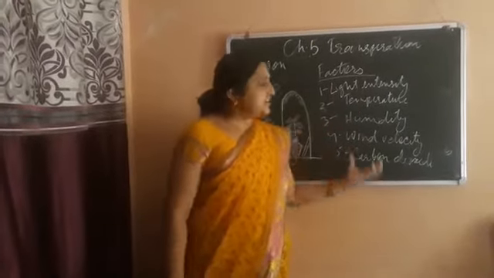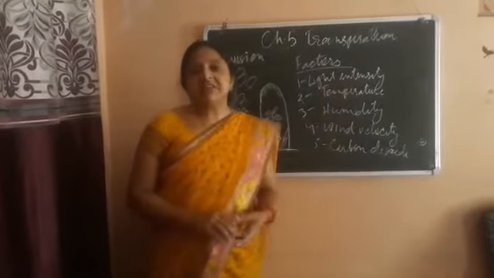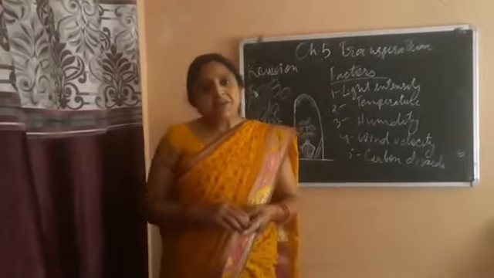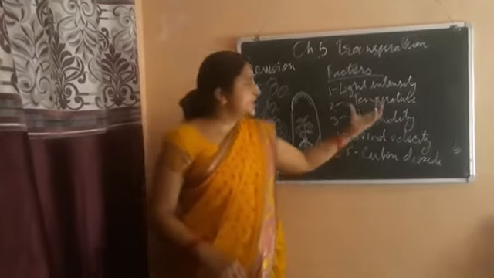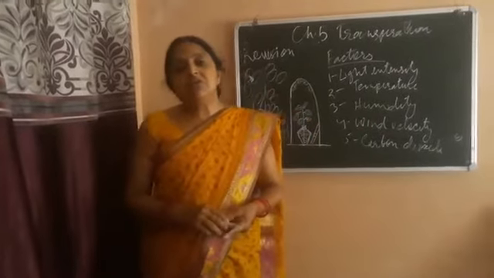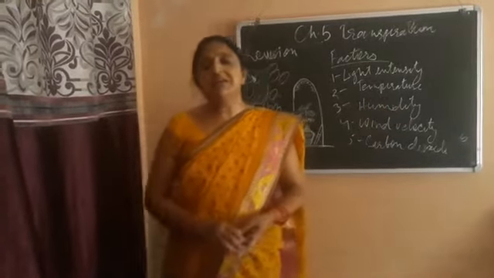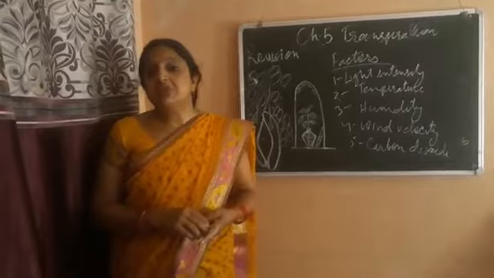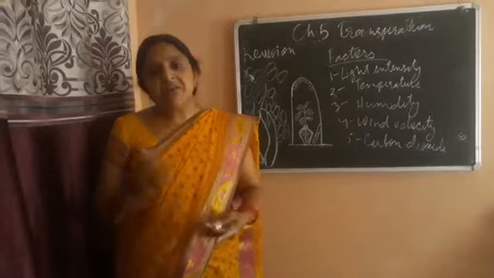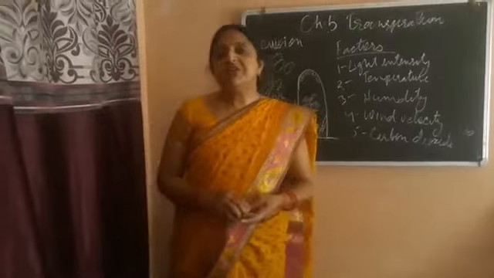Now there are some factors which affect the rate of transpiration. First is light intensity. When the light intensity is more, the transpiration rate is more. Temperature also affects the rate of transpiration. If there is more temperature, there is a higher rate of transpiration. Humidity also affects it. When there is more humidity, the rate of transpiration is low. Humidity is the presence of water in the air. If the air already has water in it, no more transpiration occurs.